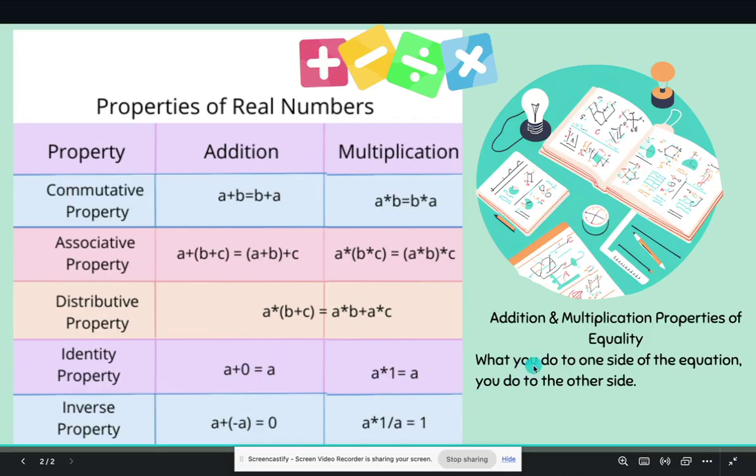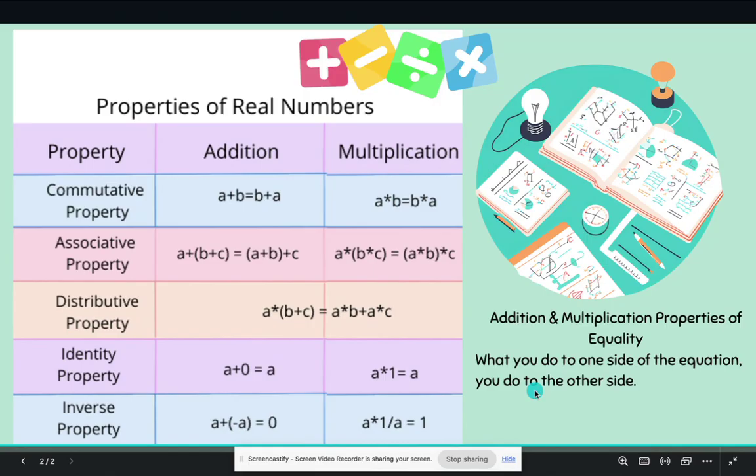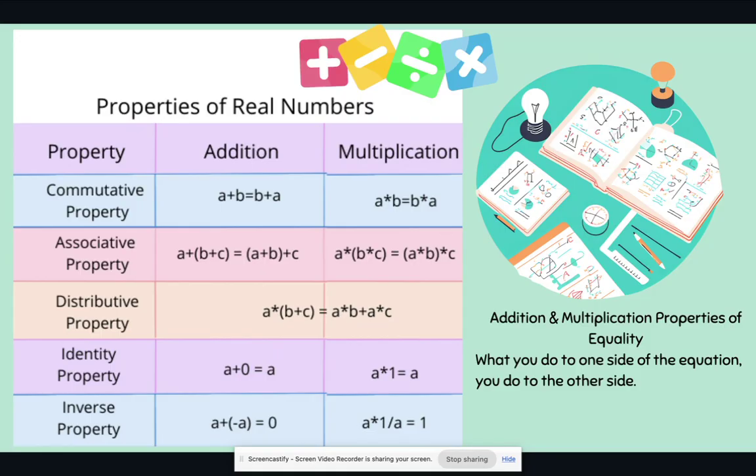And we've got one more that doesn't always come up, but I still feel like it's very important. It's the addition and multiplication properties of equality. You see this when you're doing algebra. The properties of equality tell you what you do to one side of the equation, you do to the other side, and that is in order to keep them equal.